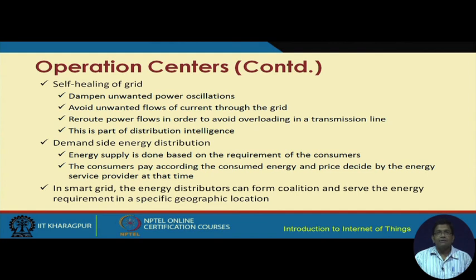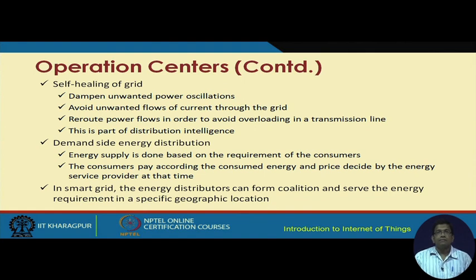So, these operation centers have self-healing capability. By the self-healing mechanisms, it is possible to dampen unwanted power oscillations. That means power oscillations, voltage fluctuations, etc., can be dampened, avoiding unwanted flows of current through the grid and rerouting power flows in order to avoid overloading in a particular transmission line. And this is possible through the incorporation of distributed intelligence into the system.